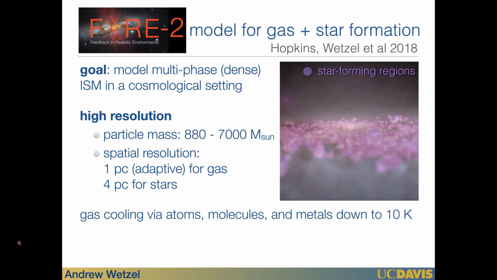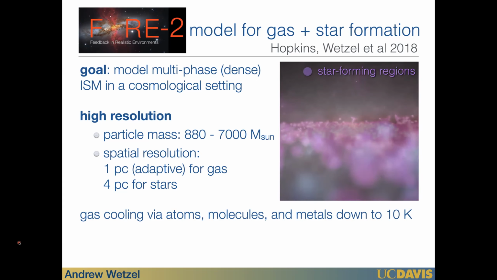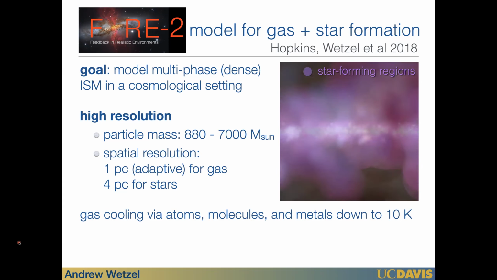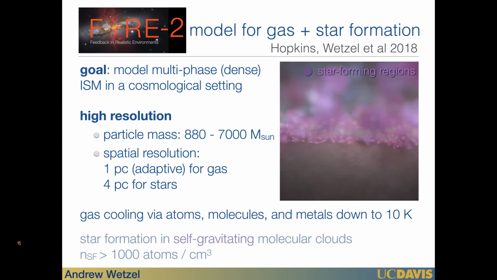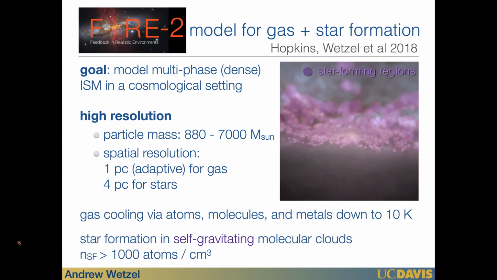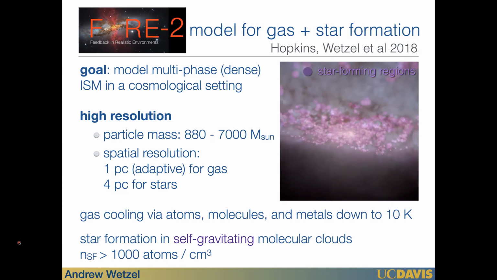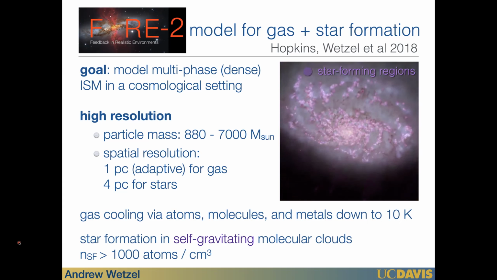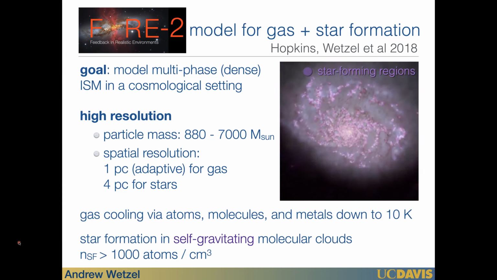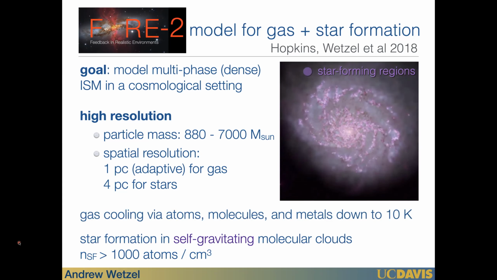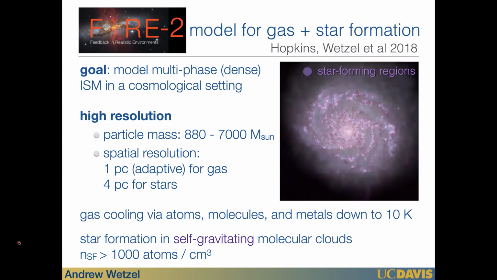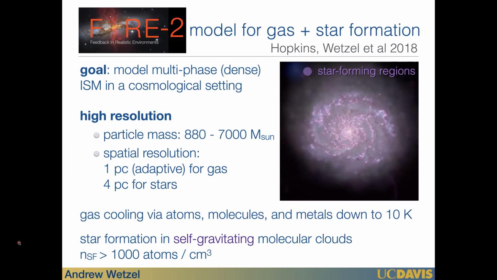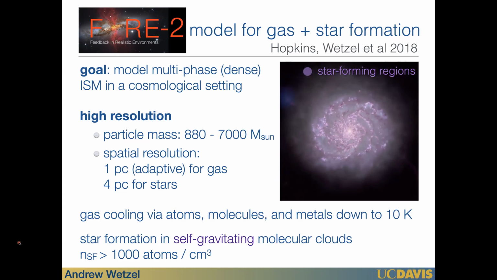And these simulations include a full suite of baryonic physics, including gas cooling from atoms and molecules and metals down to cold temperatures, 10 Kelvin. And one of the, we think, really important features here is the modeling of star formation. In particular, modeling star formation as occurring in self-gravitating molecular clouds, where the density threshold for star formation in these simulations is quite high. So again, we're getting clustered star formation in dense clouds, as we observe it to occur in the Milky Way.